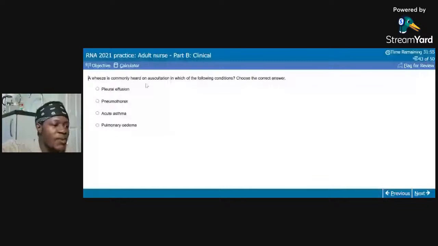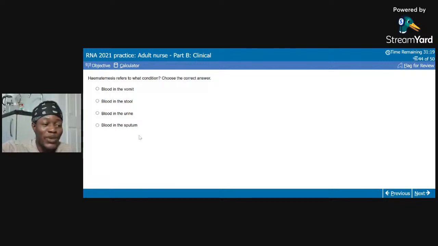A wheeze is commonly heard on auscultation. We all know what auscultation is, right? Like to hear breath sounds with a stethoscope. Wheeze is usually for asthma. Definitely not pleural. I feel pulmonary edema. It should be for asthma.